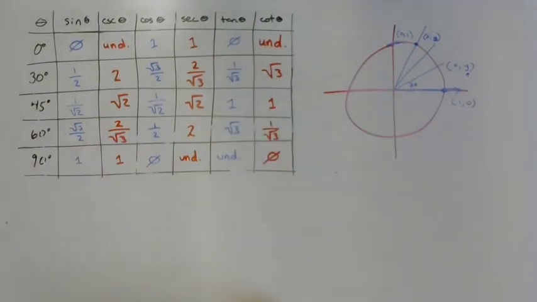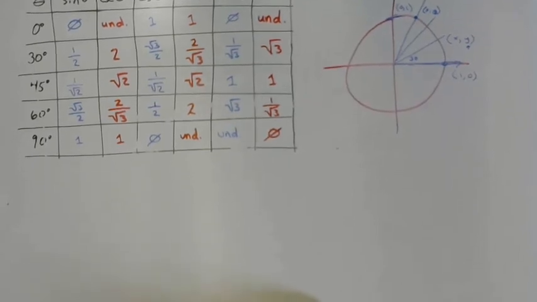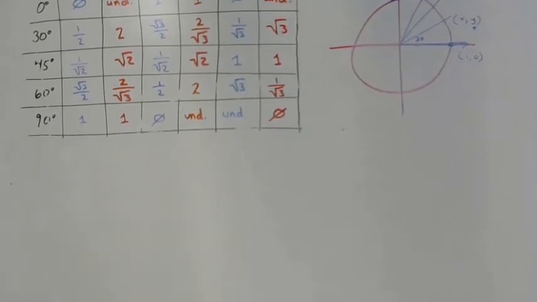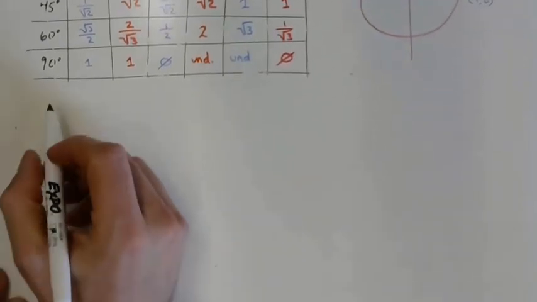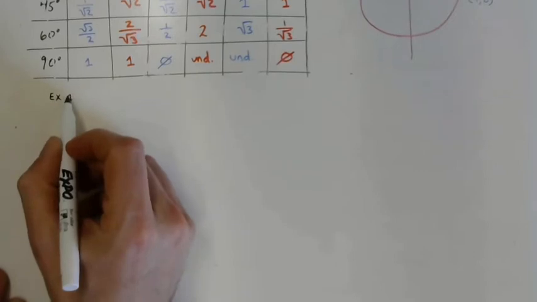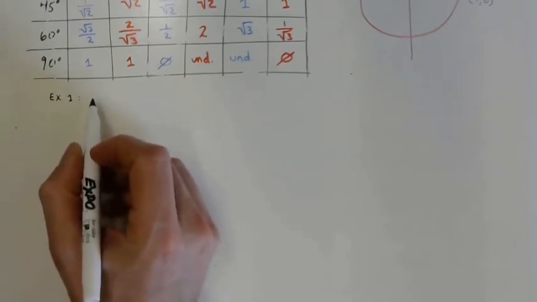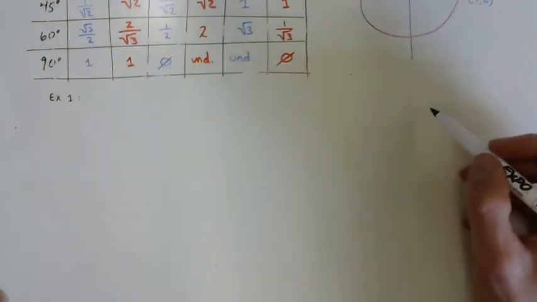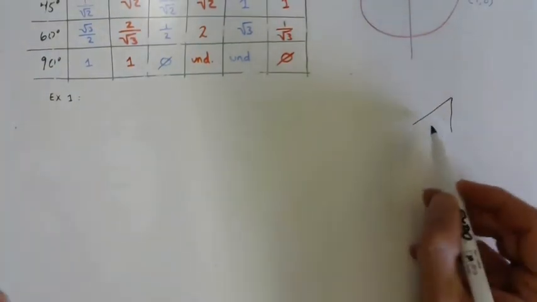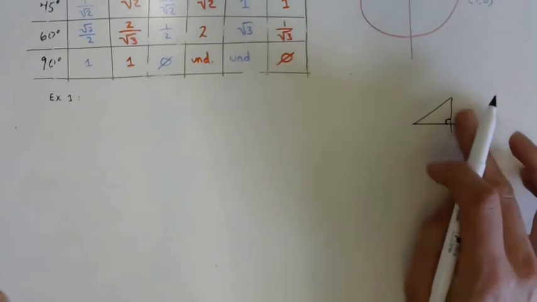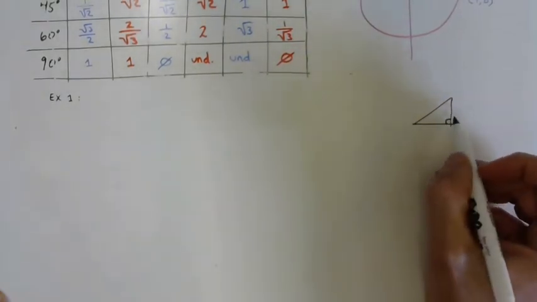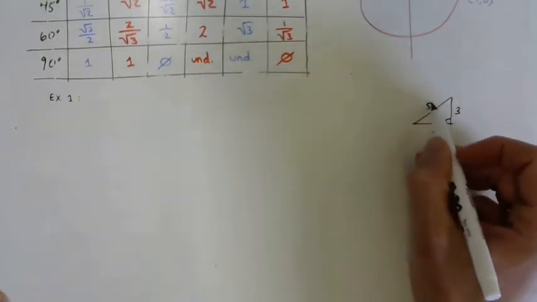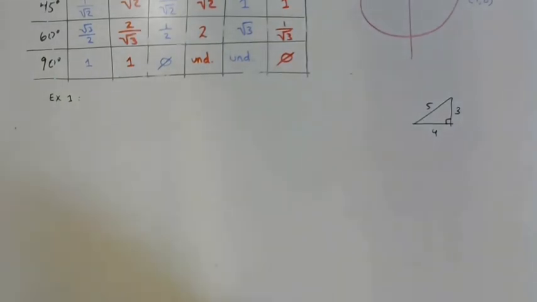All right, well, what if we're not dealing with a unit circle? What if we're just dealing with a random triangle, and we want to determine the primary and reciprocal trigonometric ratios in any triangle? That's what we get in example 1. So reciprocal trigonometric ratios in any triangle. We're given a right angle triangle, and we're given the side lengths. It's a 3, 4, 5 right triangle.